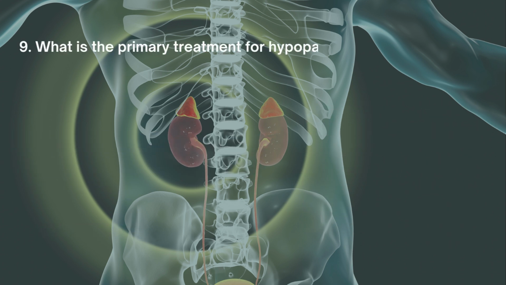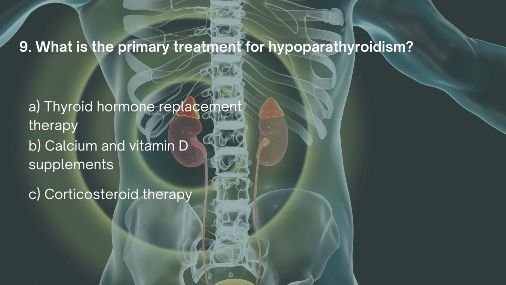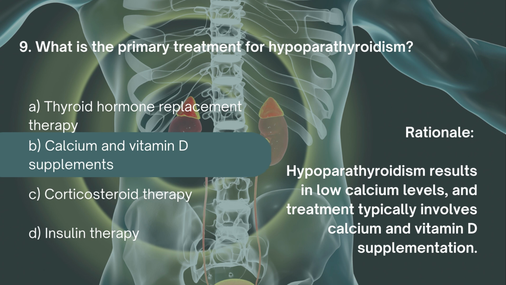9. What is the primary treatment for hypoparathyroidism? A. Thyroid hormone replacement therapy. B. Calcium and vitamin D supplements. C. Corticosteroid therapy. D. Insulin therapy. Rationale: Hypoparathyroidism results in low calcium levels, and treatment typically involves calcium and vitamin D supplementation.